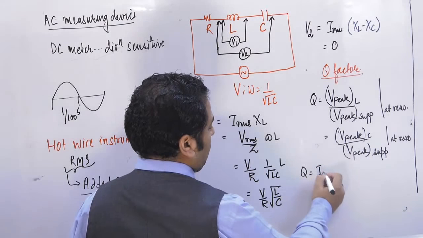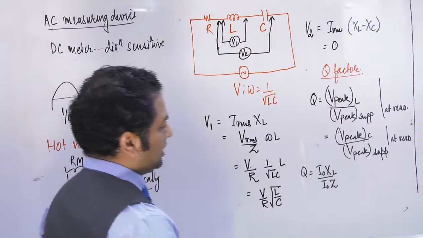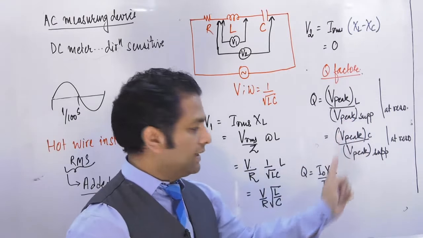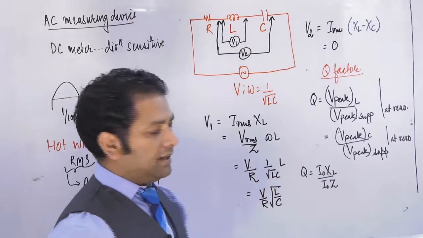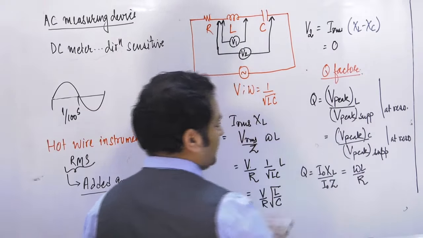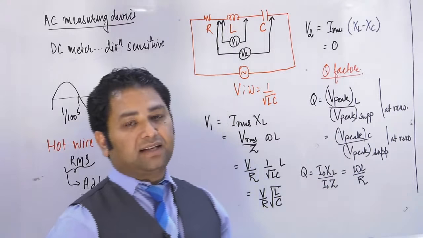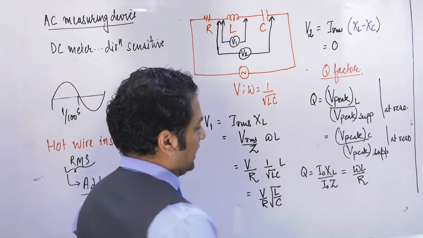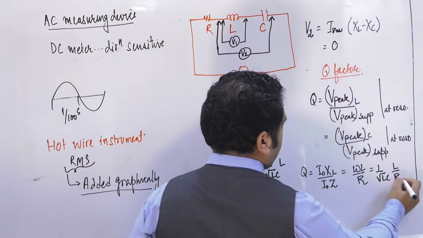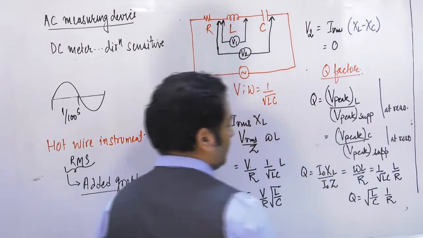That Q is I naught times XL divided by I naught times Z. Just keep on watching, because peak voltage will be I peak into XL and the supply is I peak into Z. But it is at resonance, so XL is omega L and Z can be written as R. Not every time Z would be equal to R, but yes, specifically at resonance, that will be the case. And at resonance, omega would be 1 by root LC into L divided by R. So the Q factor would come as root L by C multiplied by 1 by R.